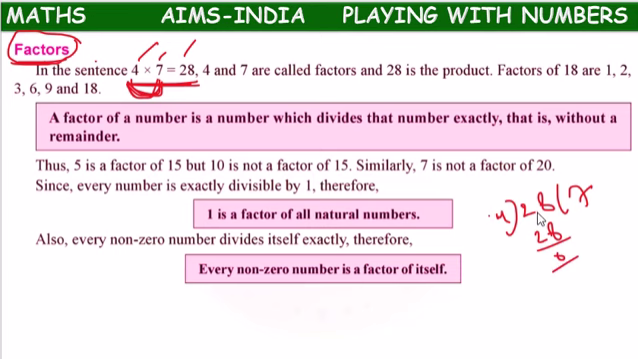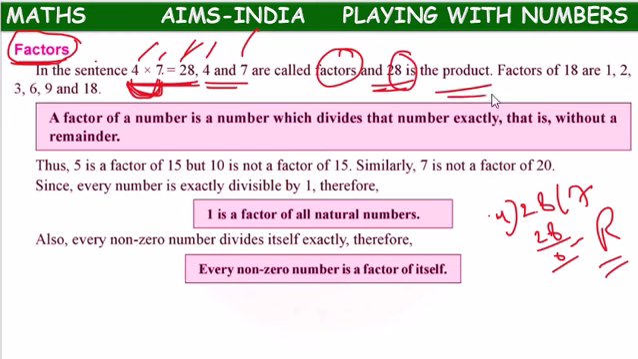In the same way, 7 4 times 28. It is divisible by both 4 and 7 completely, or exactly, or with the remainder 0. So these 4 and 7 are called factors of 28. Or these two are the factors of this product. Here 28 is the product, and the numbers which are involved in the product are called factors.